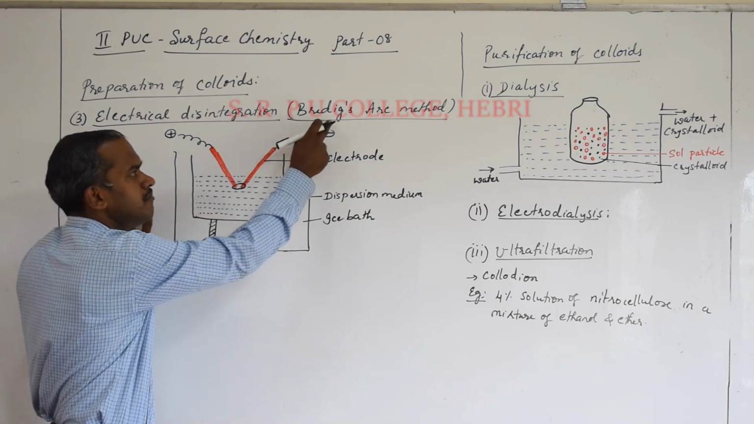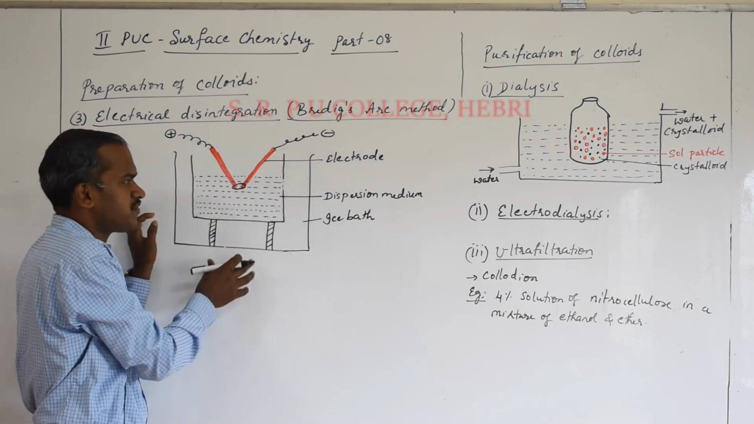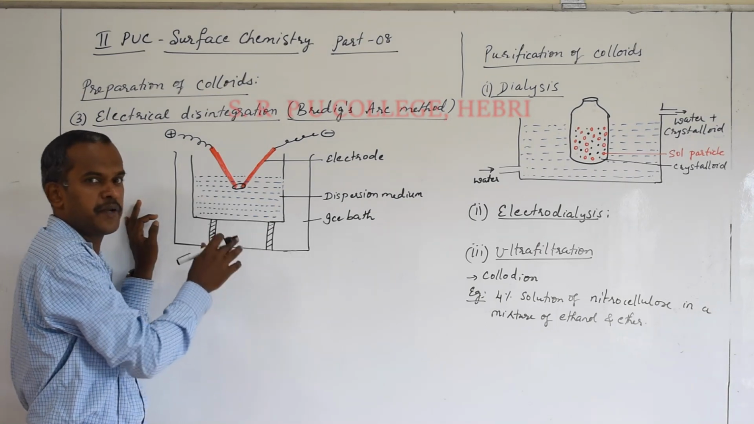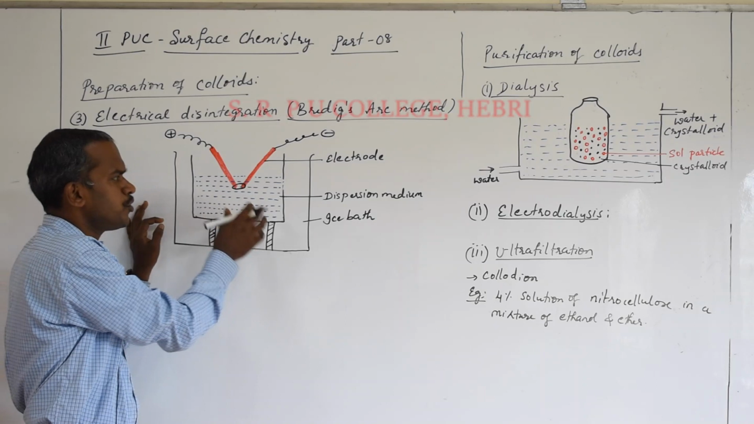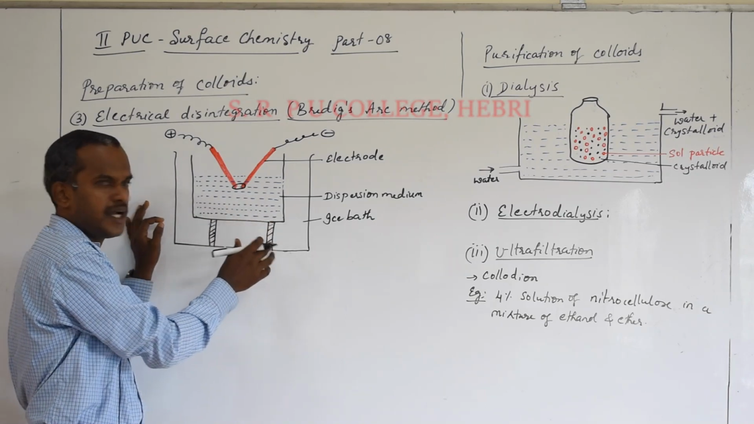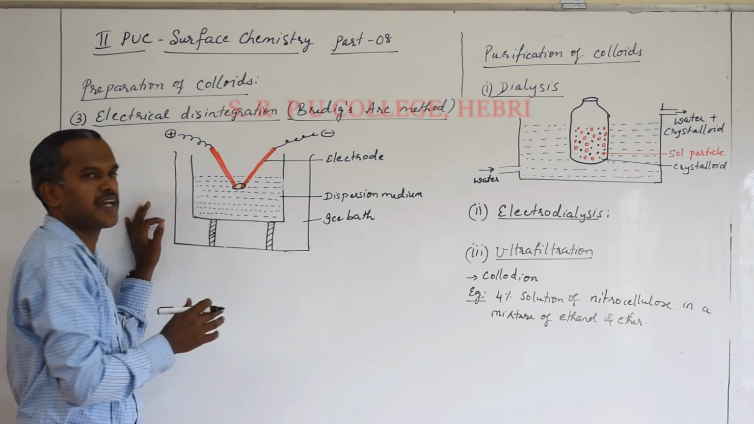method, also called the Bredig-Arc method. It can be asked for 2 marks in the exam. Explain preparation of metallic sols by the Bredig-Arc method. So you have to draw a rough diagram and explain what is done in the Bredig-Arc method.